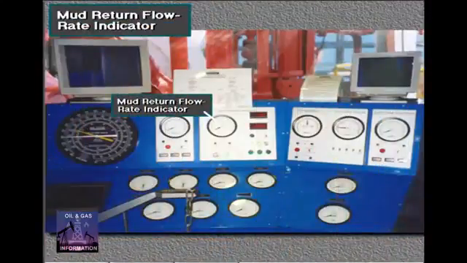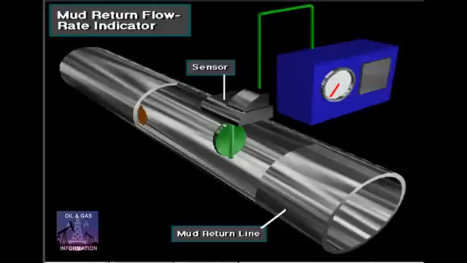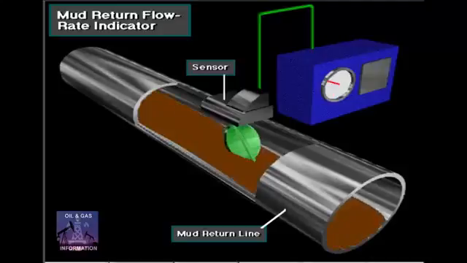The flow rate gauge is a relative indicator of how much drilling fluid is returning at the flow line. The sensor is mounted in the mud return line, the flow line. A paddle inside the return line moves as mud flows past it. As the paddle moves, it sends a signal to a readout panel mounted in the driller's control console panel.